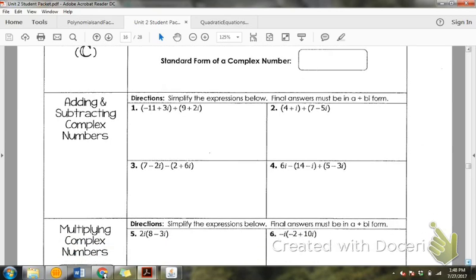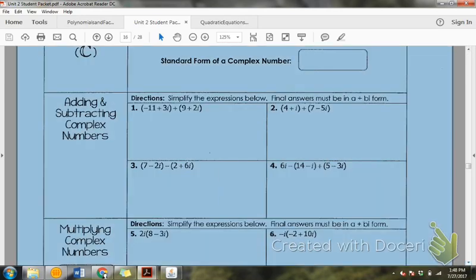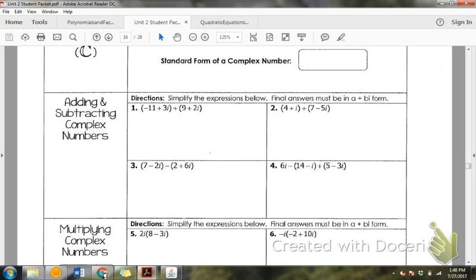Okay, guys, this is super easy. What if that said negative 11 plus 3i plus 9 plus 2i? What if those i's were x's? You'll combine like terms, right?